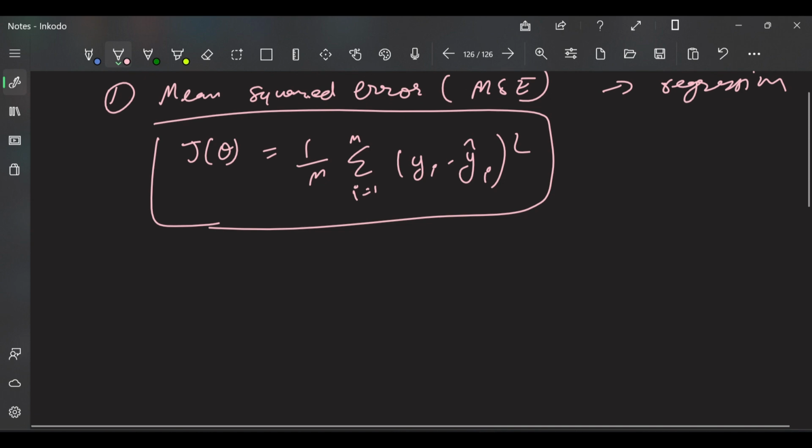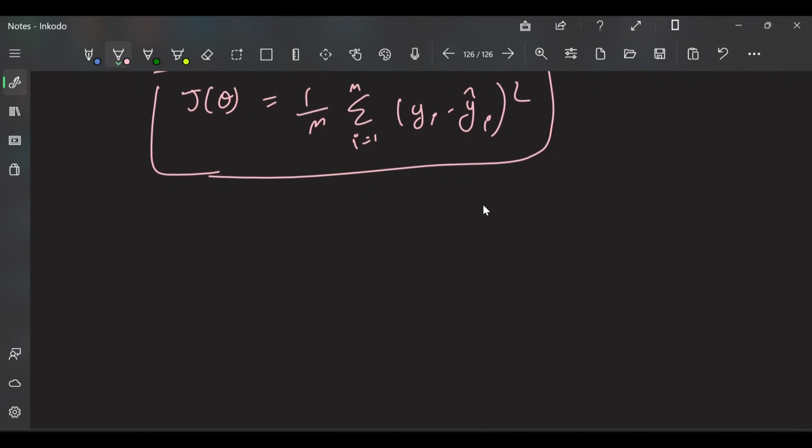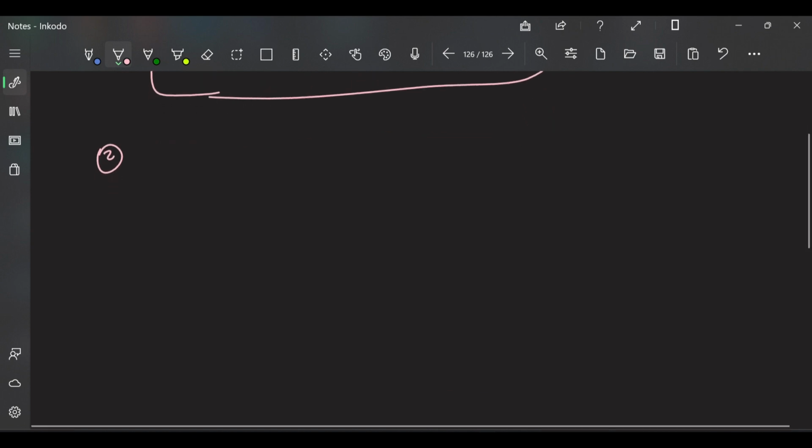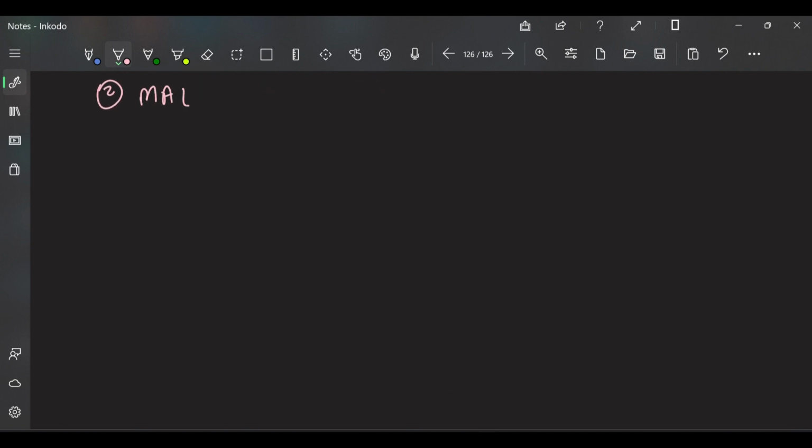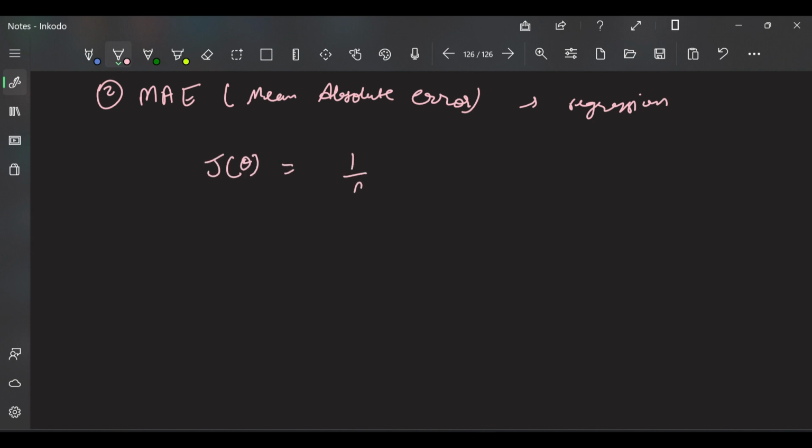Okay, so the next one is MAE. The second one is your MAE, which is nothing but mean absolute error. In regression, J of theta will be 1 by n into summation of i equals 1 to n of mod of y of i minus y cap of i. So this is your mean absolute error formula.